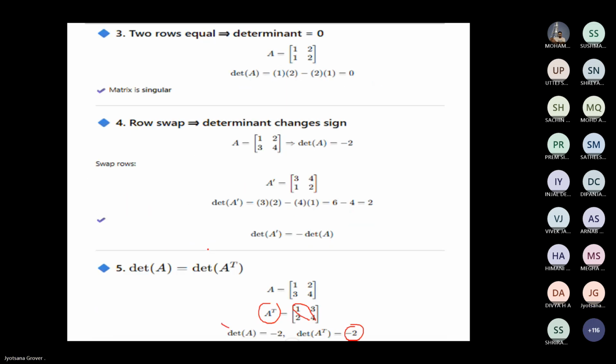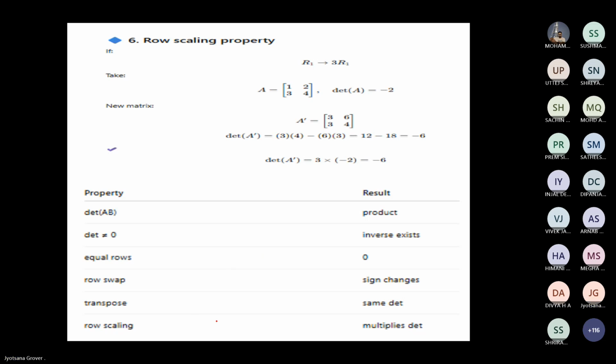Okay, let me just use my pointer. Here, this is your original matrix. Find its determinant. Now multiply the first row by 3. So you'll get 3 here, 6 here. Now you calculate its determinant. The determinant will be 3 times minus 2. You can find 3 into 4 is 12, minus 6 into 3 is 18. So 12 minus 18 is minus 6, which is 3 times the determinant of A.